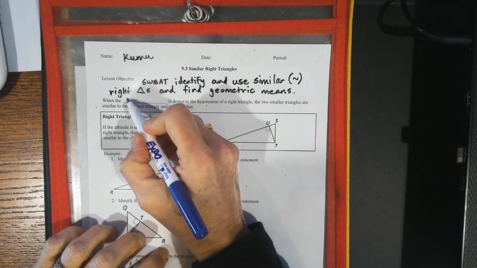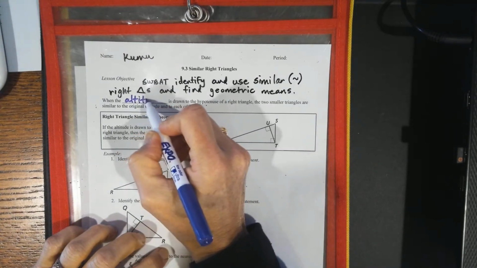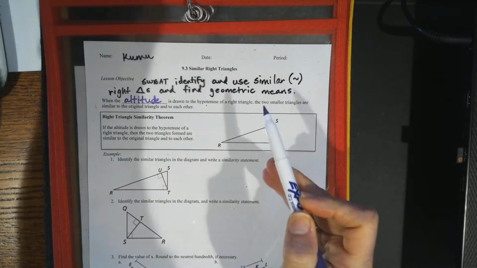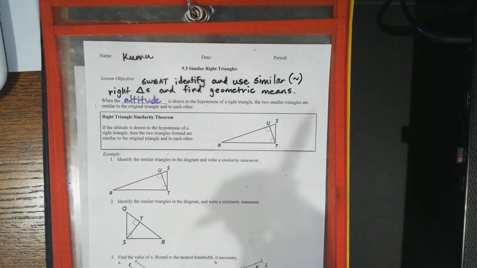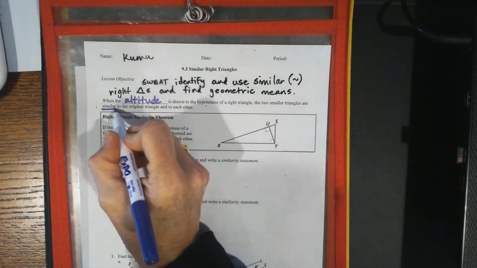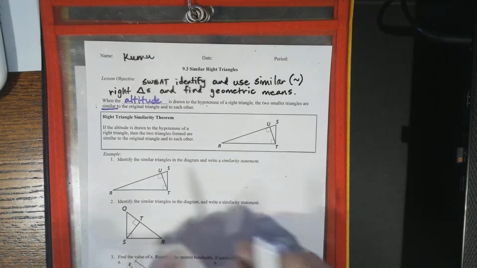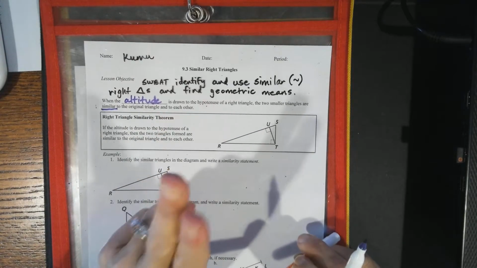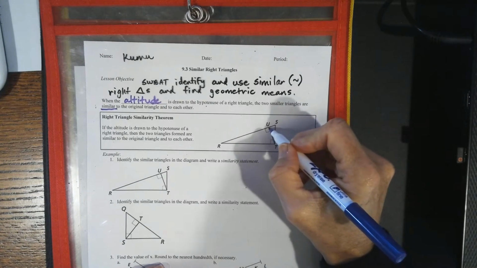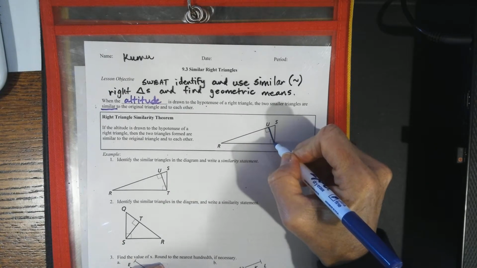When the altitude is drawn to the hypotenuse of a right triangle, the two smaller triangles are similar to the original triangle and to each other. So remember, similar means same angles, proportional sides. So this right here is what we're talking about.